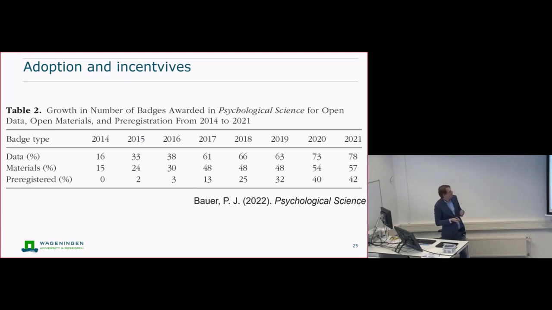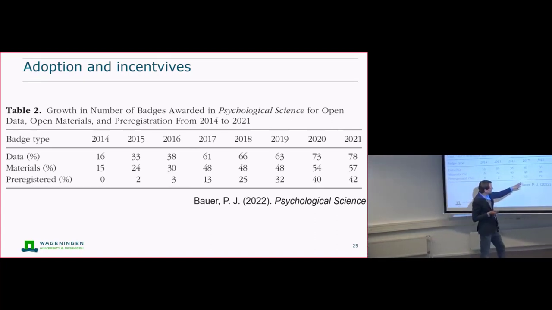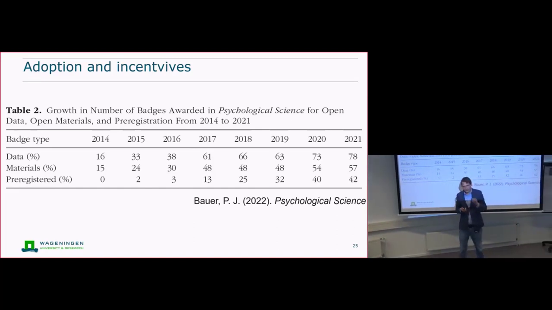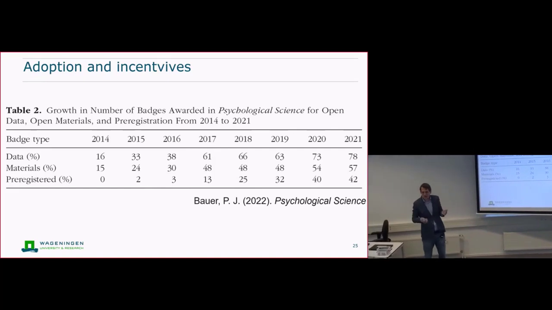Okay, now, how is it going with pre-registration? I think there's some adoption going on. So this is Psychological Science, a flagship journal in psychology. You can see that open data is going up, open materials going up, but also pre-registered studies is going up in terms of percentages. So now 42% of the papers in that journal are being pre-registered.